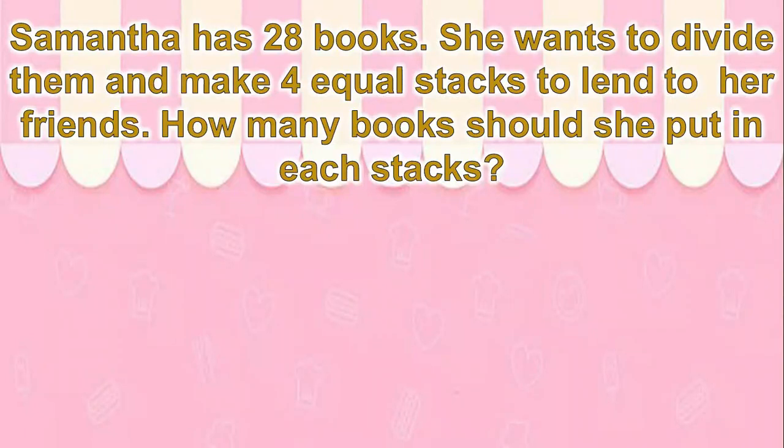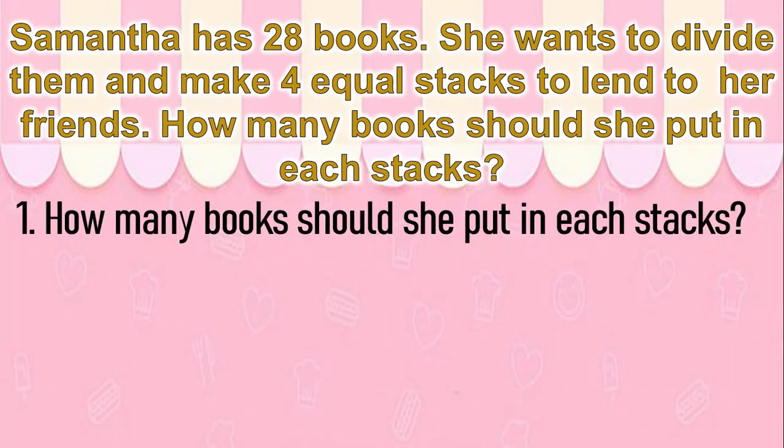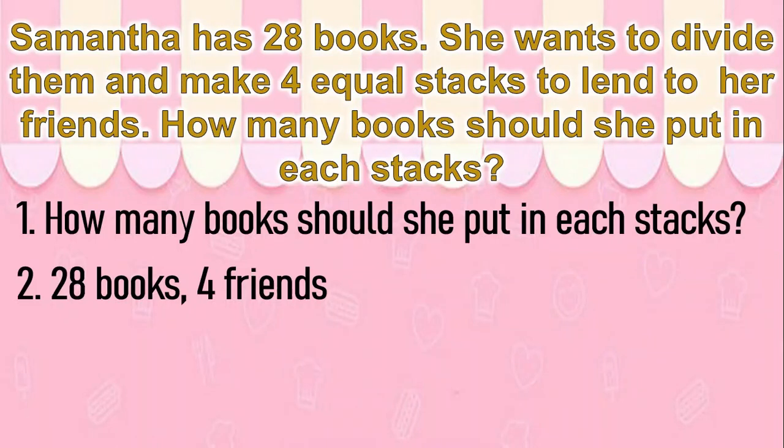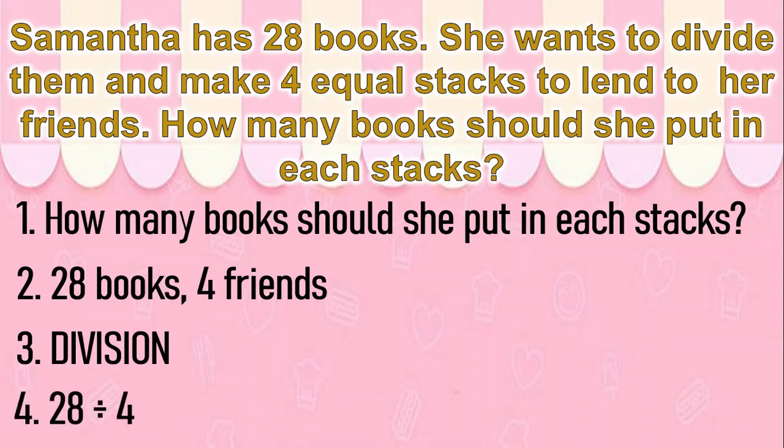Okay, another example. Samantha has 28 books. She wants to divide them and make 4 equal stacks to lend to her friends. How many books should she put in each stack? The first step is to determine what is asked: how many books should she put in each stack? The second step is the given facts: 28 books and 4 stacks. The third is the operation that should be used, division. The fourth is the number sentence: 28 divided by 4.